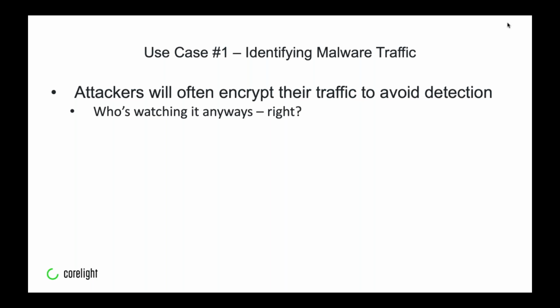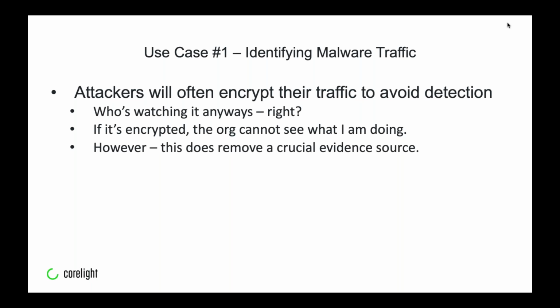The next thing that they'll do is go ahead and say, if it's encrypted, the organization cannot see what I am doing. But, as you'll see in our next bullet here, this does remove a crucial evidence source for us. One of the key issues when an attacker does decide to go encrypted, for me, really exists in the lack, or the seeming lack, of visibility. But it's not a lack of visibility. In fact, it just means I have to change my analysis techniques and change the way I use and approach these particular data sets as well.